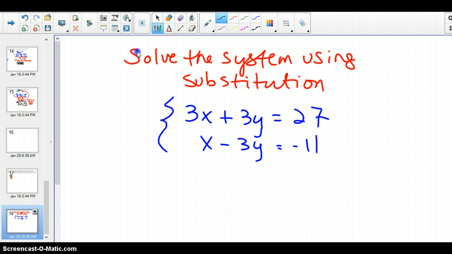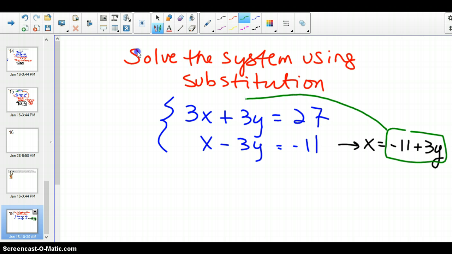So I know from this equation, if I solve for x by adding 3y to both sides, x is equal to negative 11 plus 3y. Okay, so I solved that equation for x. Now I know that this expression right here, negative 11 plus 3y, is x. That's just a fancy way in this problem of saying x. So I can take this whole expression for x and literally pick it up off the paper and put it in for x in the other equation.